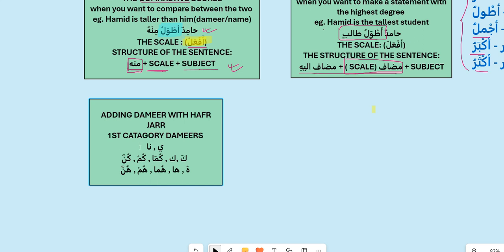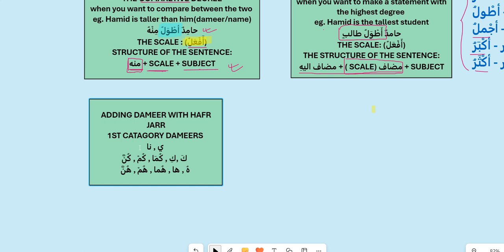For example, the damirs of the past tense, that is the tu, ta, tuma, tum, tunna. These are the damirs that attach only with the verbs. There are two category damirs. One that attaches with the nouns and the harf jars and the particles, and there are different kind of damirs that attaches only with the verb. So that is totally different. So that's why I have given this.